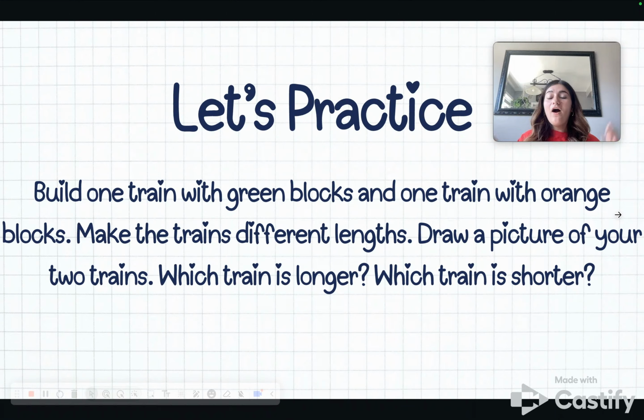Okay, now on your desk you'll see that I have given you 2 different color blocks. I have green blocks for you guys and orange blocks for you guys. I want you guys to create your own train using these blocks at your desk. And I want you to build one train with your green blocks and another train with your orange blocks. And I want you to make the trains different lengths. When you're done, you're going to draw a picture on your whiteboards. So let's do that first.